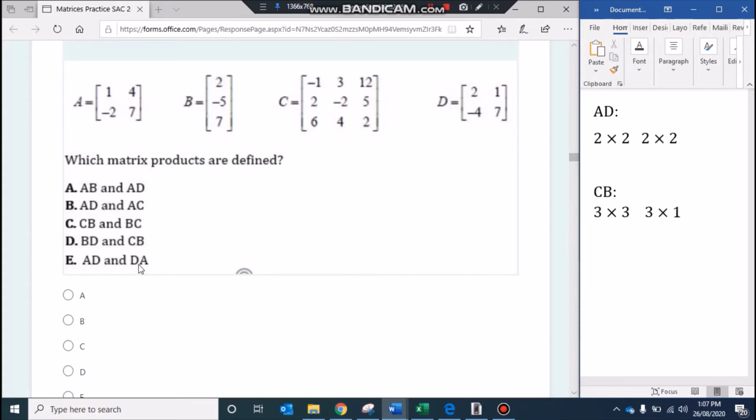That leaves E. So let's just double check we've done this correctly. We already know that AD is defined. So let's check, is DA defined? DA is 2 by 2 multiplied by another 2 by 2 matrix. So yeah, DA and AD are defined, meaning our answer is option E.